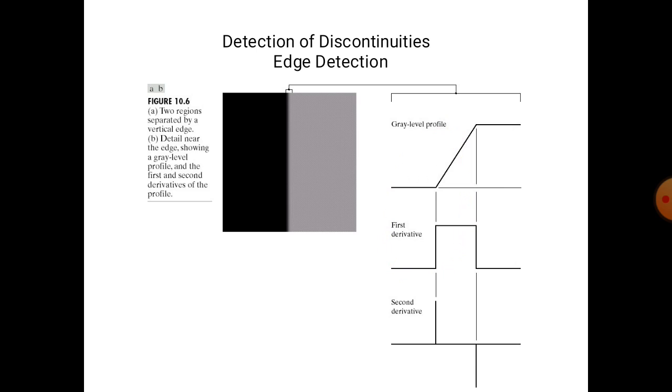Moving from left to right along the intensity profile, we note that the first derivative is positive at the onset of the ramp and at points on the ramp, and it is 0 in areas of constant intensity. The second derivative is positive at the beginning of the ramp, negative at the end of the ramp, and 0 at points on the ramp and at points of constant intensity.